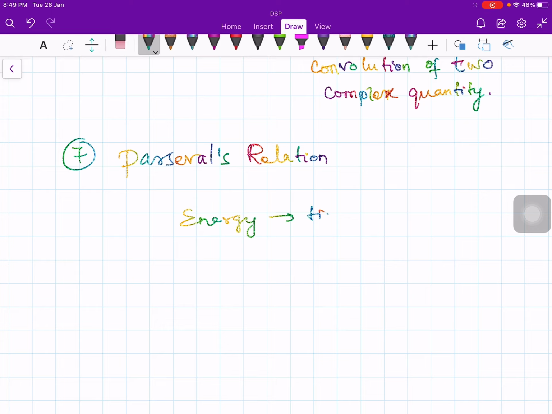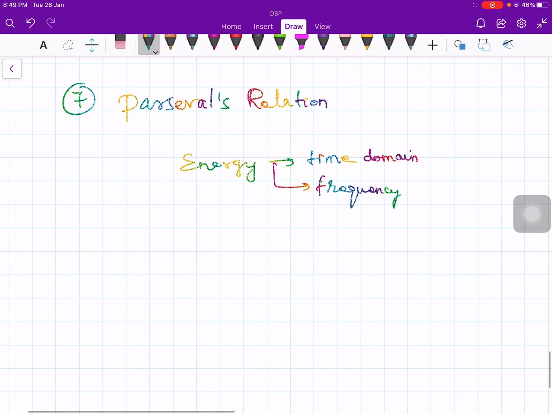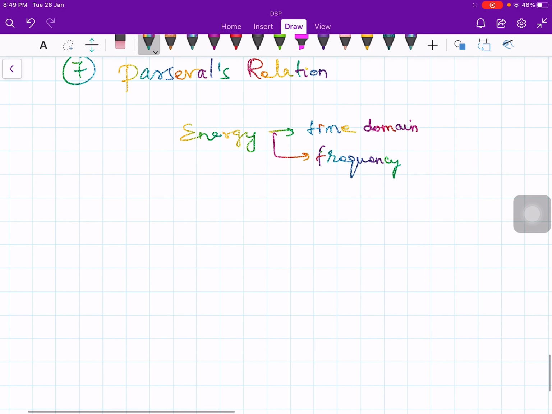either in the time domain or in the frequency domain. Sometimes calculating energy in the time domain is easy, sometimes calculating energy in the frequency domain is easy, but either way you can calculate it, it doesn't matter. Okay, now let me state the general Parseval's relation.